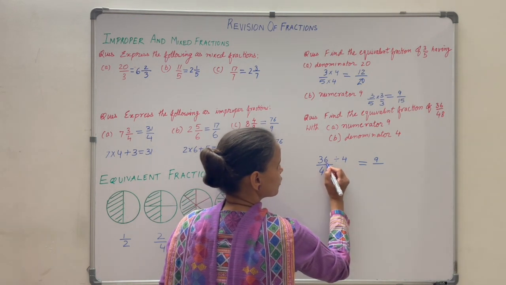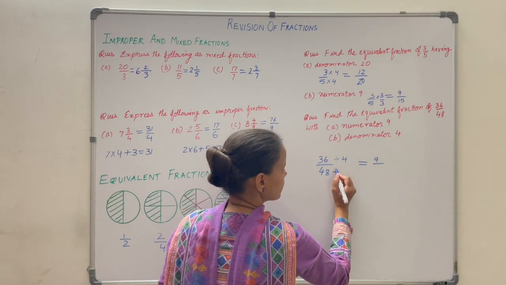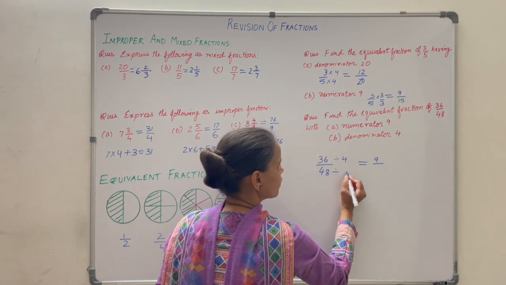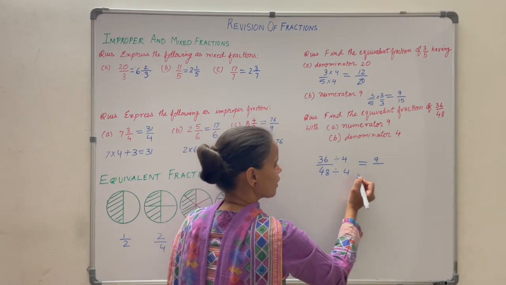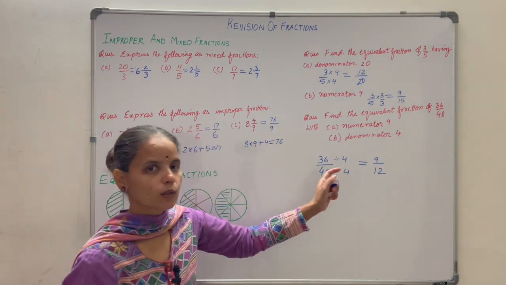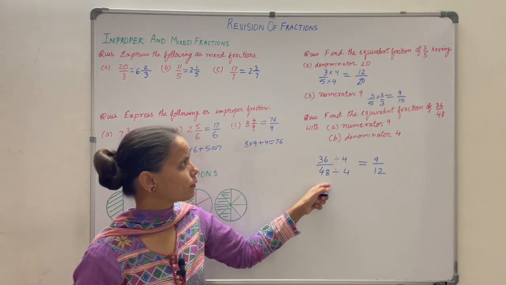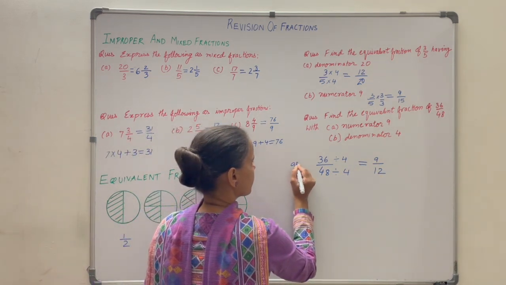That means you have to divide the numerator by 4. So if you divide numerator 36 by 4, you get 9. Similarly, if you have divided the numerator by 4, the denominator also you have to divide by 4. So when you divide the denominator 48 by 4, you get 12. So what is the equivalent fraction for 36 by 48? 9 by 12. So this was the A part.